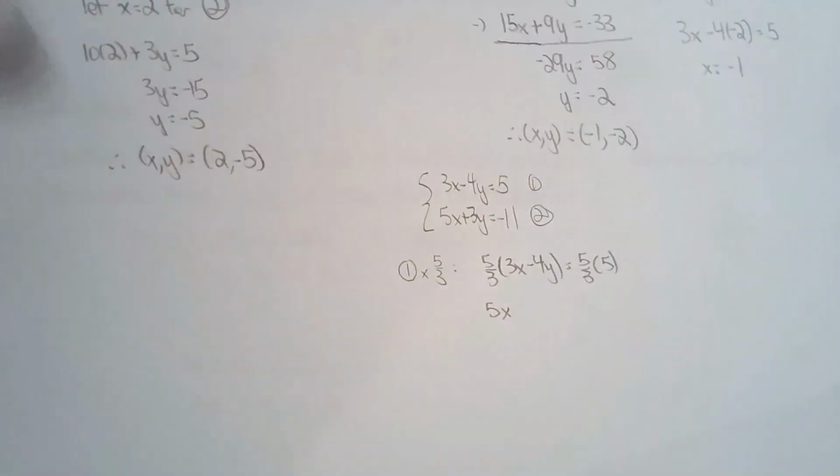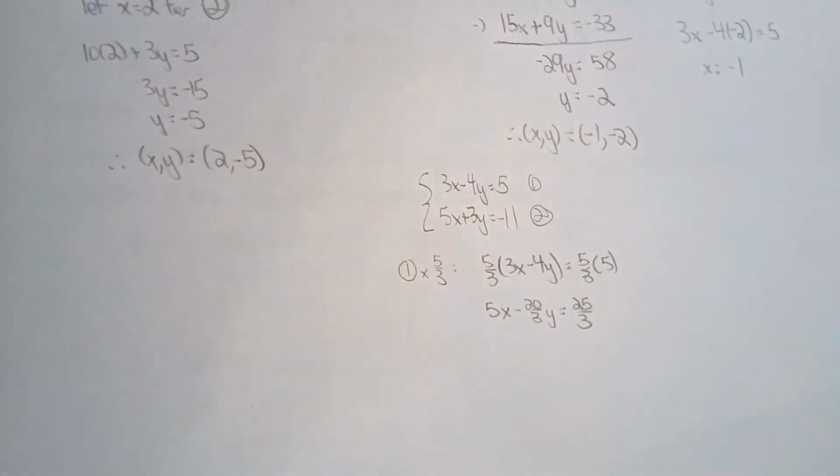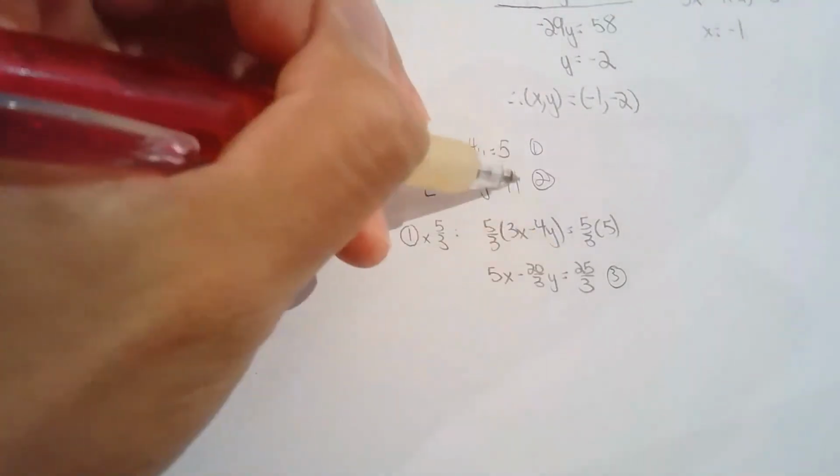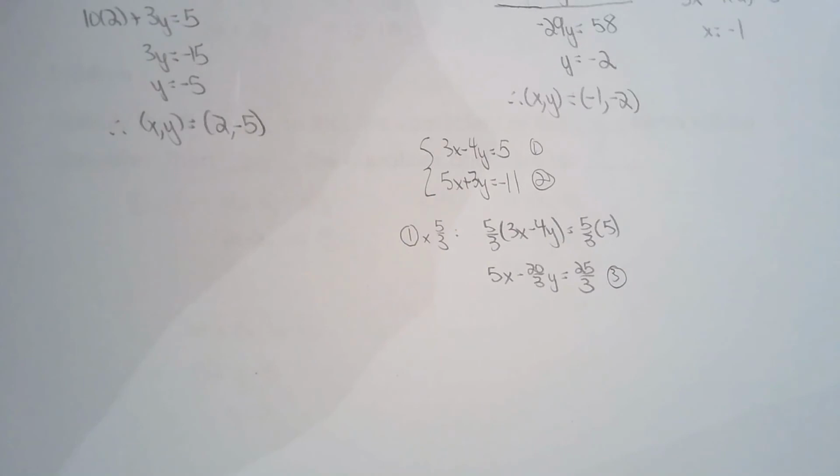I'll show you. 5/3. 3x minus 4y equals 5/3 times 5. So this will be 5x. That's what you want. That's the whole point of multiplying by 5/3. This will be negative 20 over 3y, 25 over 3. Well, let's call this equation 3. I assure you, if you take equation 3 and subtract equation 2, you will be able to solve for y and see that y is negative 2.